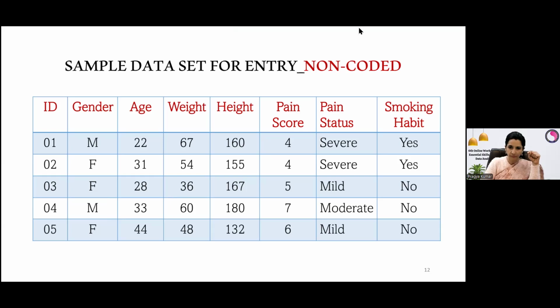Now, this is non-coded data. Why is it non-coded? Because I have written it here in words. Wherever you see variables written in words, that means we have not coded. Coded means it will always be in numbers. Like male, female, you can see I have written M and F. Pain status, I have written severe, mild. Smoking, I have written yes and no. So this is non-coded data.